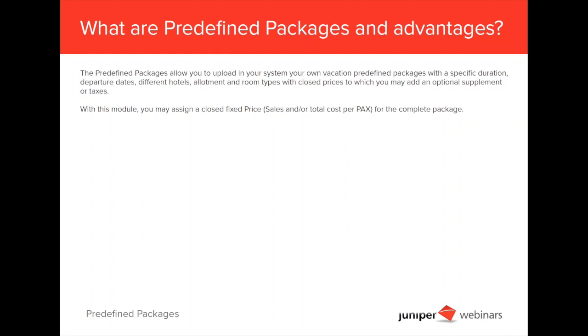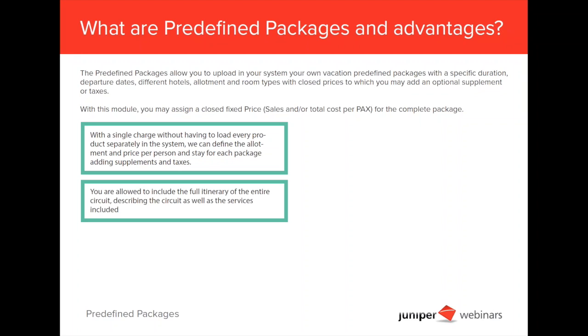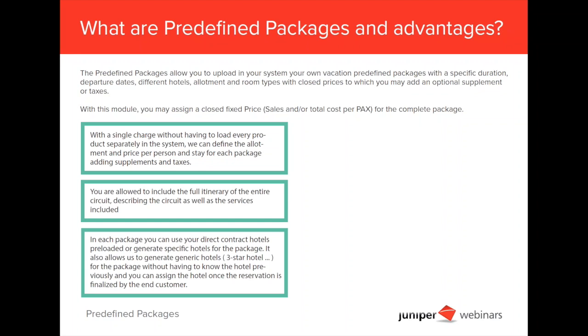Now, we're going to see the advantages both for you and your customer. Let's start with your advantages. With a single charge, without having to load every product separately in the system, we can define the allotment and price per person and stay for each package, adding supplements and taxes. You're allowed to include the full itinerary for the entire circuit, describing the circuit as well as the services included.